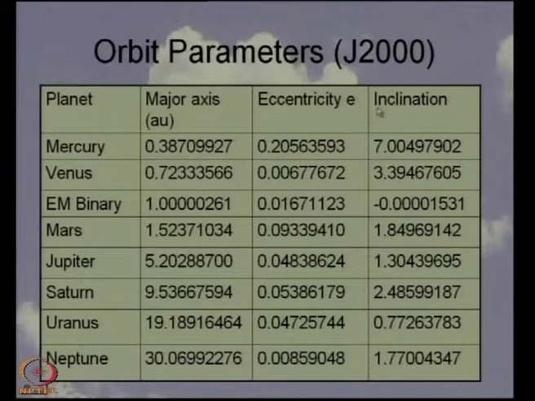And this shows you the inclination to the ecliptic plane. The ecliptic is the plane of the Earth's orbit, okay, and this shows you the inclination of the orbits of different planets with respect to the ecliptic, and you can see that Mercury has the largest inclination, Venus has a somewhat large inclination, and the rest of them are much smaller.